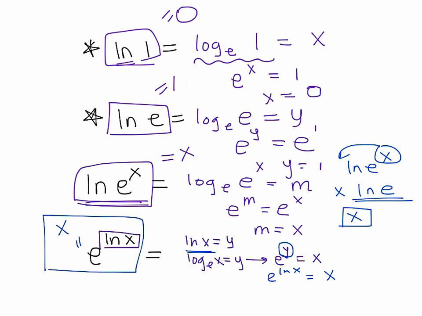So in both of these cases, the answers were equal to x. ln of e to the x, it's kind of like undoing the function, because y is equal to e to the x and y is equal to ln of x. They are inverses of each other, so they must be undoing one another. Same idea, e to the ln of x. You're undoing the function, so they must be equal to x.